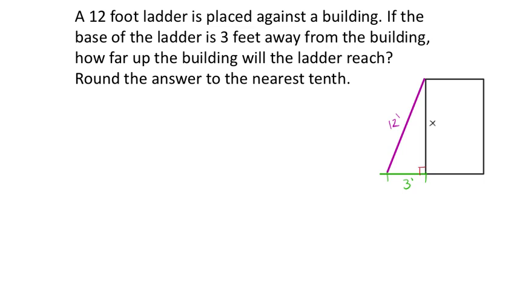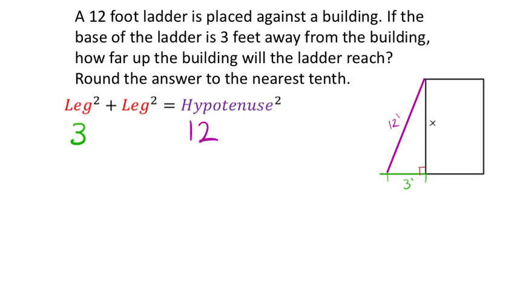So now that we got that set up, let's go ahead and take a look at our Pythagorean theorem. And in this setup, is the 3 a leg or a hypotenuse? It's a leg. Is the 12 a leg or a hypotenuse? It's a hypotenuse. We're going to make a 12 right there. Okay, so we're going to take 3 squared plus the other leg squared should equal the hypotenuse squared.